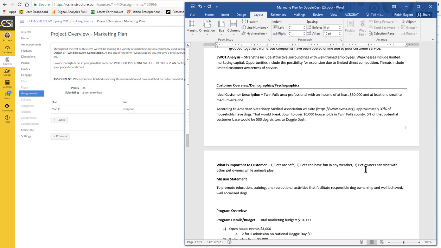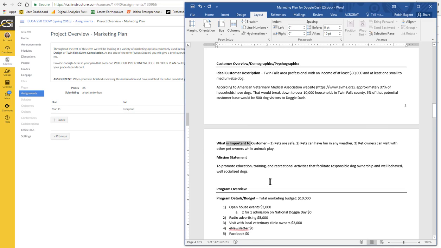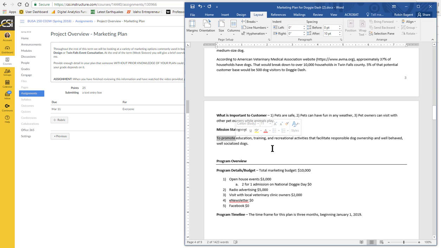So you want to be able to discuss what your ideal customer description is and why. And that's where the why comes in here. Be able to discuss what's important to your customer. That way you're able to say, we're doing these activities in this plan because this is what's important to the customer. And then you have the mission statement for your organization as well.